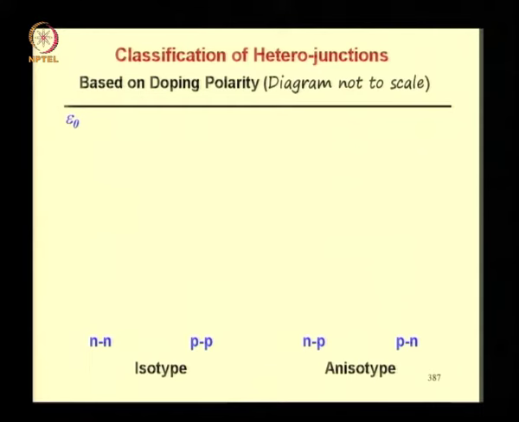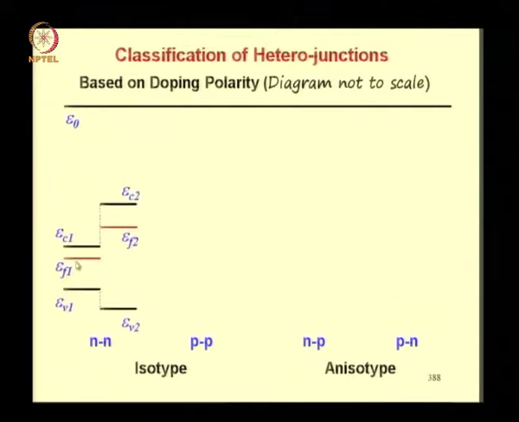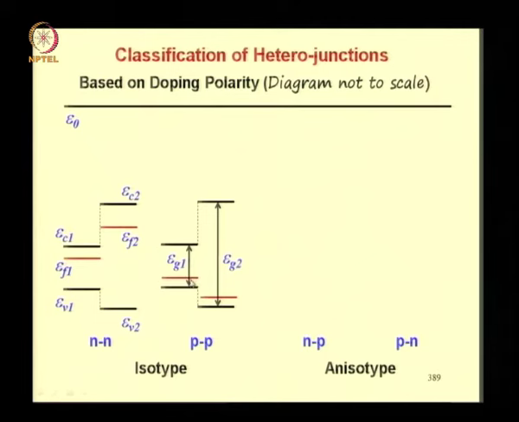The illustration we will take up will correspond to a type 1 heterojunction, but the discussion will apply to type 2 and type 3 heterojunctions also. So here you can see that the Fermi level on this side and the Fermi level on the other side both are close to the conduction band edges of the respective sides, and therefore this is an NN heterojunction. This is an example of a PP heterojunction. You can see that the Fermi levels on both sides are closer to the valence band edges of the respective sides.